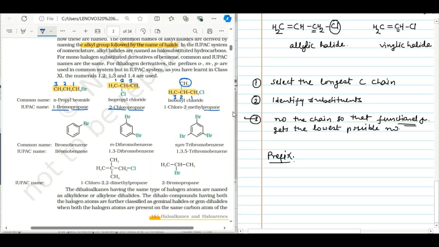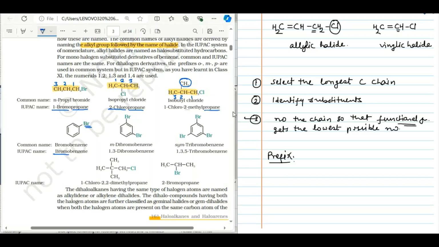Now come to the next example. Here bromine is the functional group and it is bonded to the benzene ring. As bromine is the only functional group that is bonded to benzene, that means there is no need to number this benzene ring. You can simply write bromobenzene. Here also we have used a prefix for bromo. That's why we have written bromo before benzene.